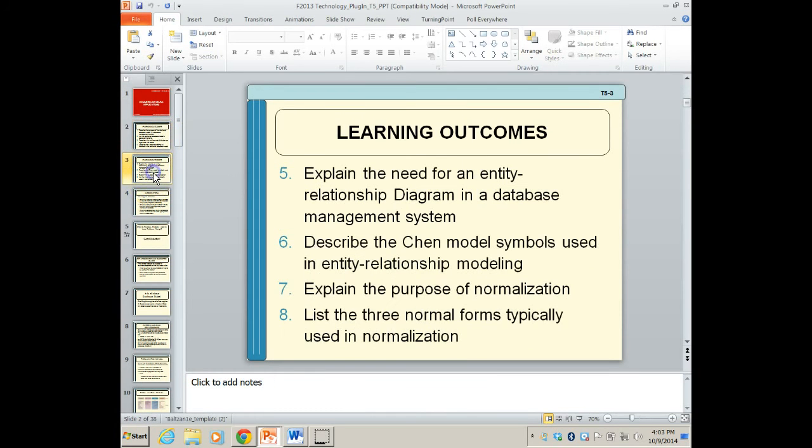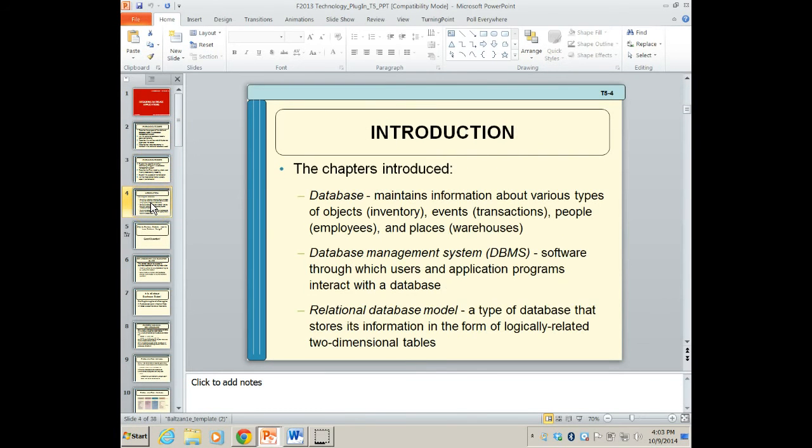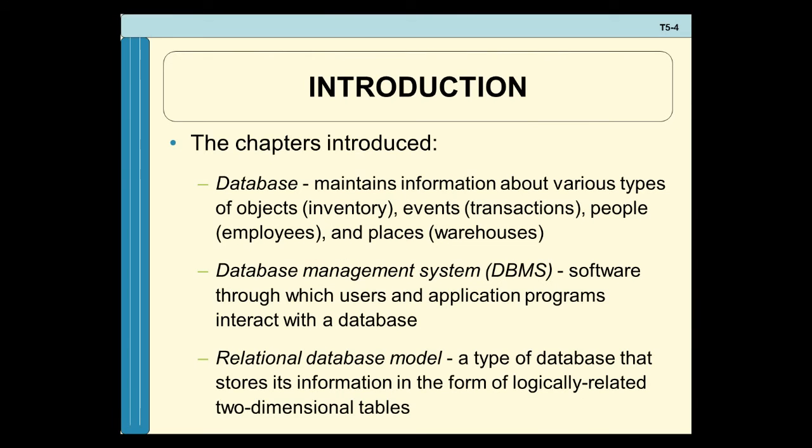So in Tech Plugin T5, which is a good place to start, you start with what is a database and what is a database management system. You also do this with the slides from our chapter 6, so they're both saying the same thing. So there's overlap here, and we'll try to get the best from both as we go through. To get some of the lingo down, a database basically maintains information about various types of objects, such as inventory, events such as transactions, people, maybe employees, maybe students, and places such as warehouses, classrooms, that kind of stuff. Now, that's what a database is in its purest form.